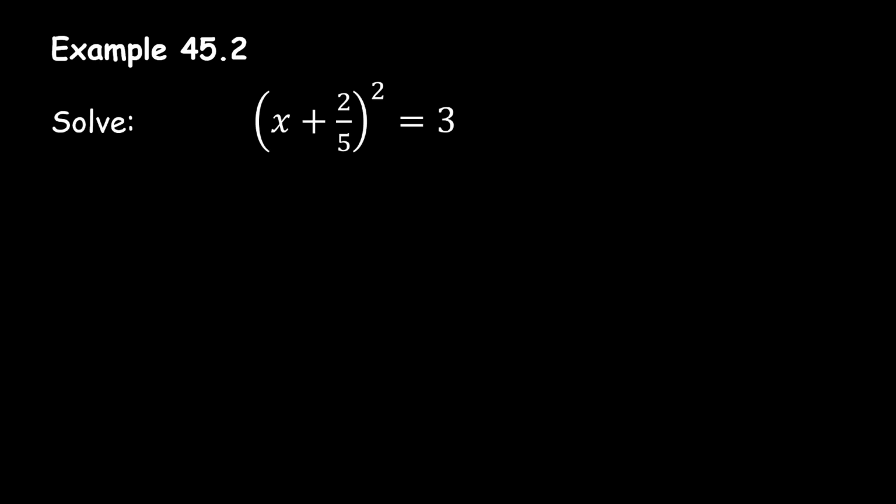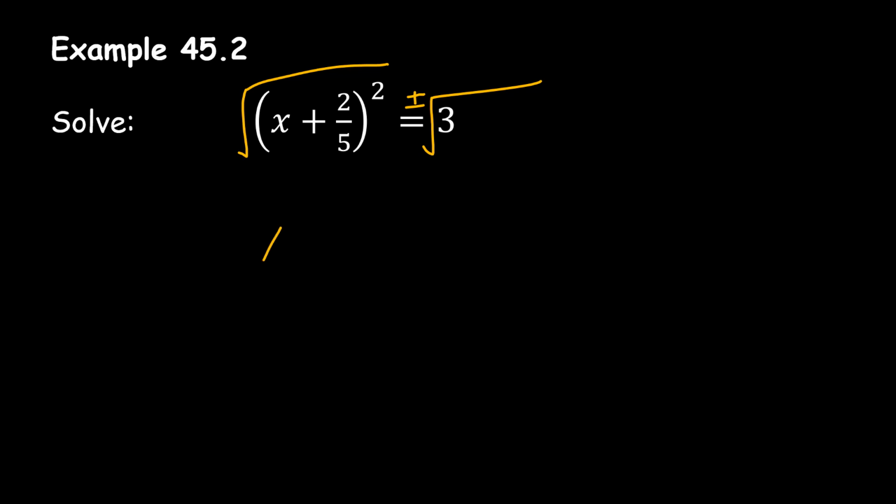So here's another one. If we want to solve this, we're just going to take the square root on both sides, and that'll make that square go away. So I'll take the square root over here, and I'll take the square root over here, but I will put a plus or minus sign there when I do it.